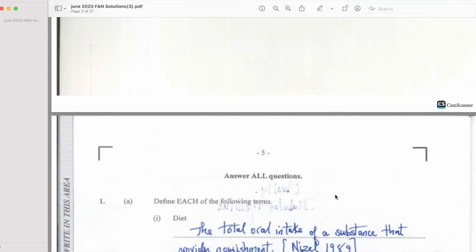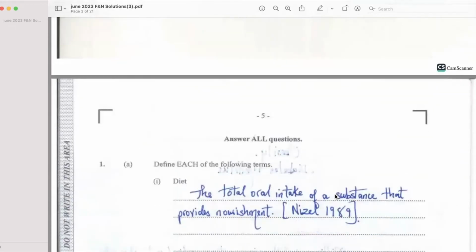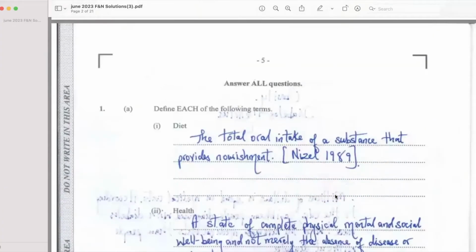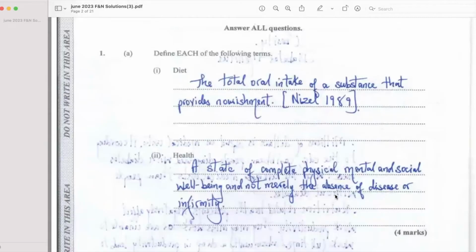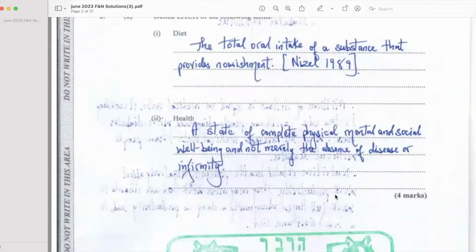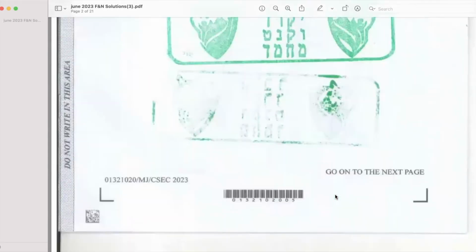They say that the diet is the total oral intake of substances that provide nutriment, yeah? And the next one is health. Everybody should know that because the subject is Food, Nutrition, and Health. So we have to know the definition for health. It's a state of complete physical, mental, and social well-being, and not merely the absence of disease or infirmity. And for these 2 questions, the definition terms are 4 marks. So we have to keep note of the marks.